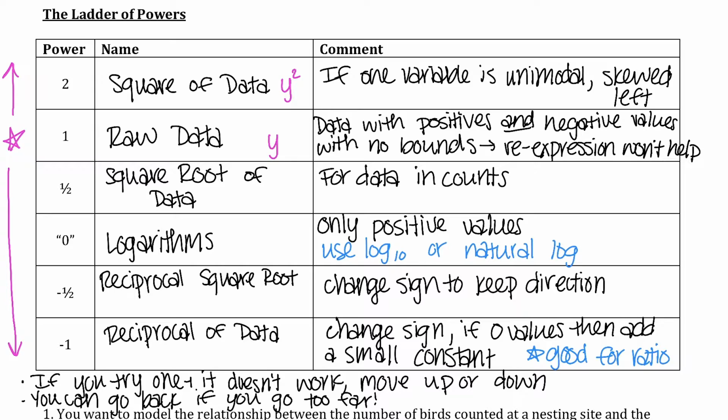Okay, if that doesn't work, you could keep going up and do cubing the y's, going to the fourth power, etc. Otherwise, you move down the ladder. And the one down below it is square root of the y's. Okay? This is good when your data is in counts, so it can be really helpful for that. If the square root doesn't really work out for you, you can go to logarithms, right? And usually we take log of y, or we can actually take the natural log, ln of y. But for you to be able to use logs, you can only have positive values, because you can't take a log of a negative. Okay, so that's the kind of limitation you have there.